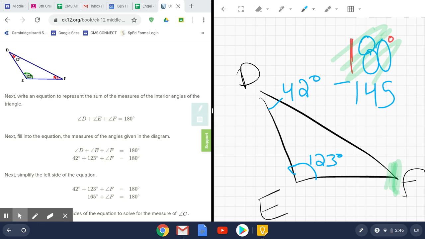Why was I thinking 145? I'm making this video at the end of the day, guys. All right, what's the difference between 180 and 165? It'd be 15 degrees. So 15 degrees is equal to F.